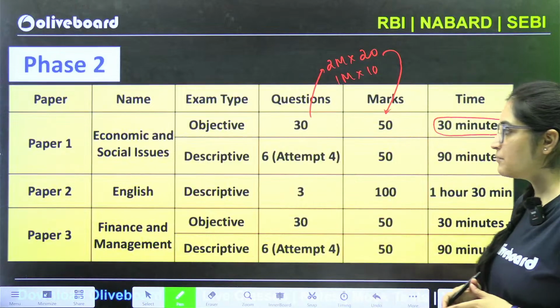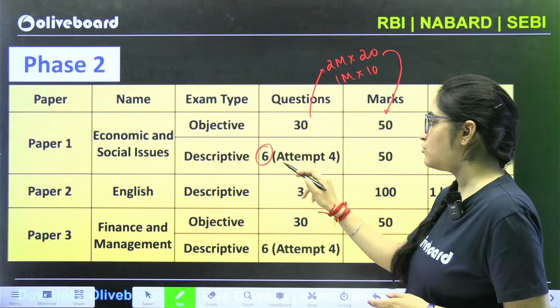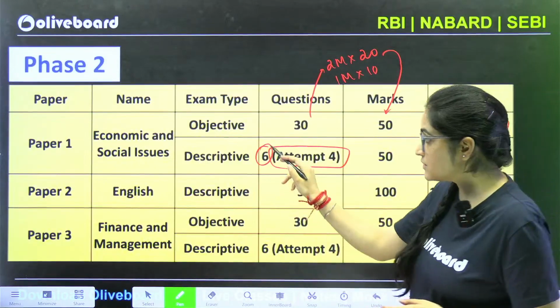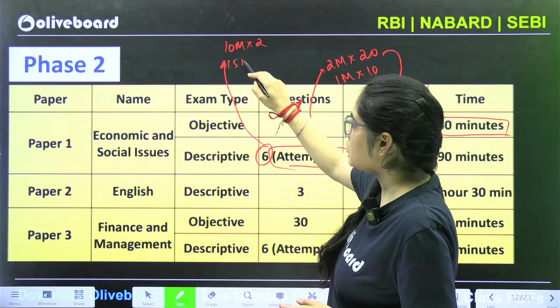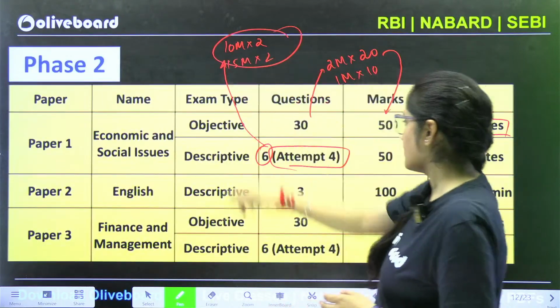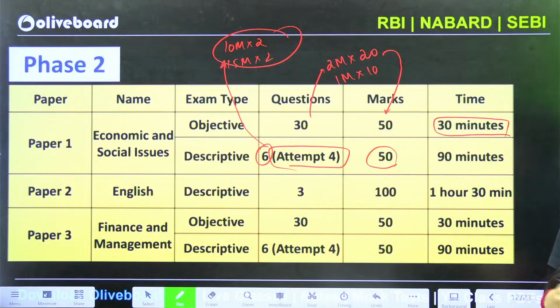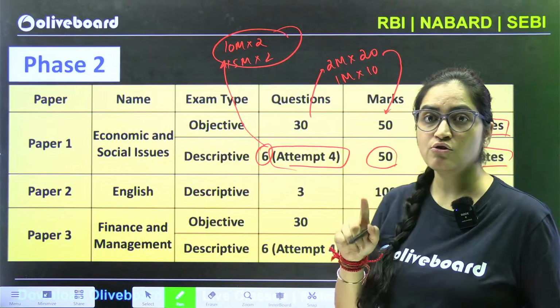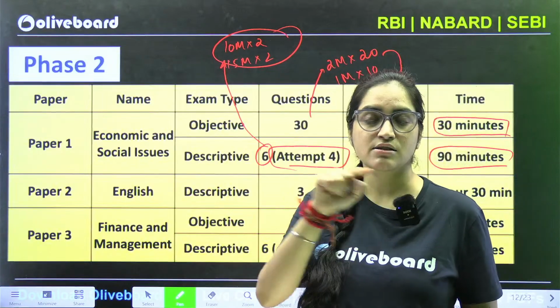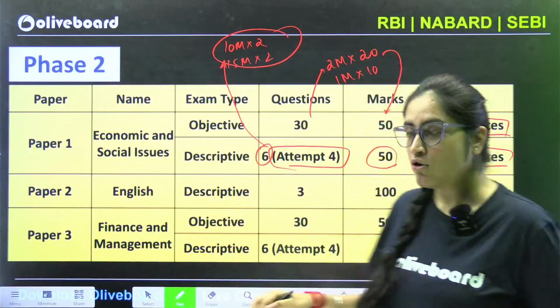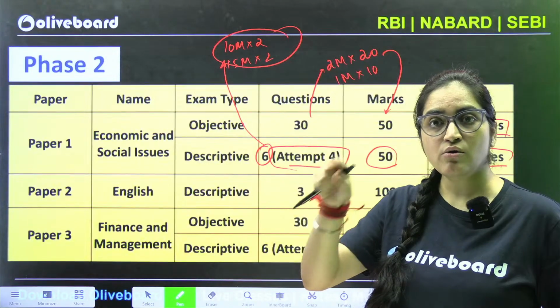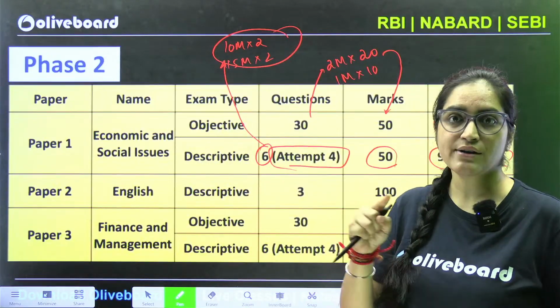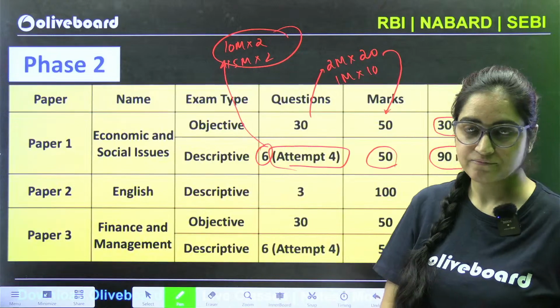Then comes your descriptive, where 6 questions are there and you need to attempt only 4. Out of these 6, you have to attempt 2 ten-markers and 2 fifteen-markers. That's how the 50 marks paper is laid out in front of you. You will have 90 minutes. Here you not only have to write the descriptive answer, you have to type as well. So not only your subject knowledge, but your typing speed is also being checked.